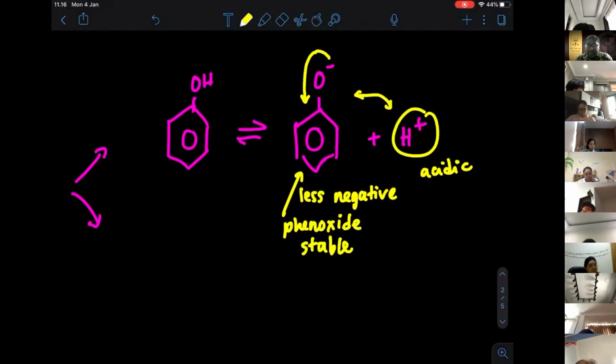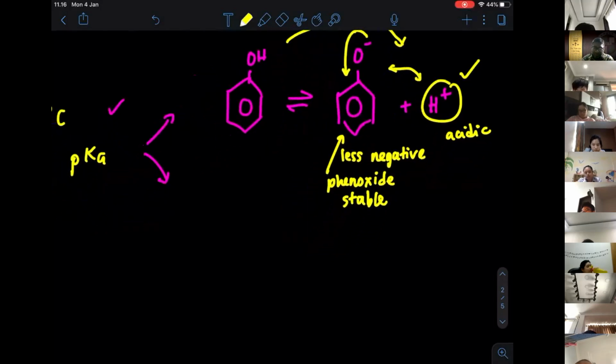So when they are more stable, it means the position of the equilibrium will be more towards the right. It means they like to form the stable ion. If they form this stable ion, you are going to form more H plus. That makes it more acidic.